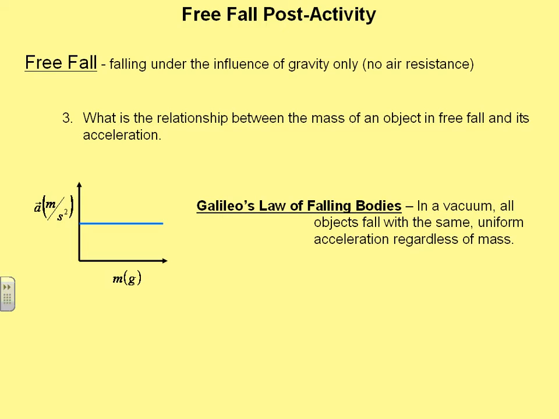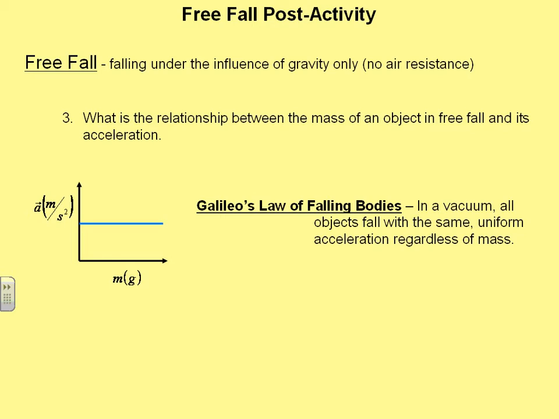This is what is called Galileo's law of falling bodies. Galileo was the first one to originally find that, and the legend is that he dropped objects, or bodies, if you will, off of the Leaning Tower of Pisa. There's no actual evidence that he ever did that experiment, but it's one of the legends of physics. Galileo's law of falling bodies says in a vacuum, so again, if we have free fall so we can neglect air resistance, all objects fall with the same uniform acceleration regardless of mass.